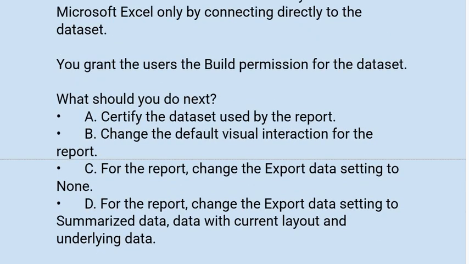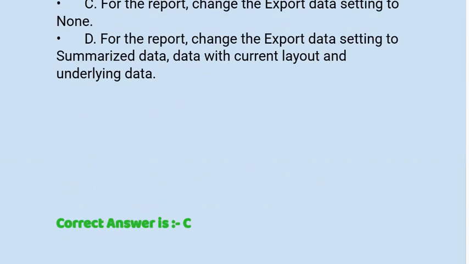Option A, certify the dataset used by the report. Option B, change the default visual interaction for the report. Option C, for the report, change the export data setting to none. Option D, for the report, change the export data setting to summarized data, data with current layout, and underlying data. Correct answer is option C.